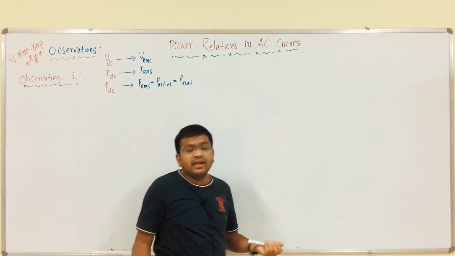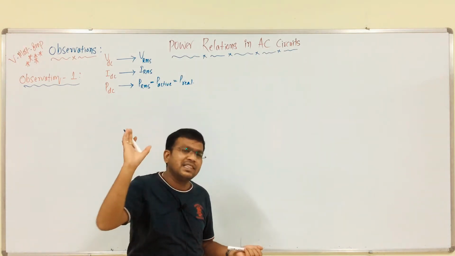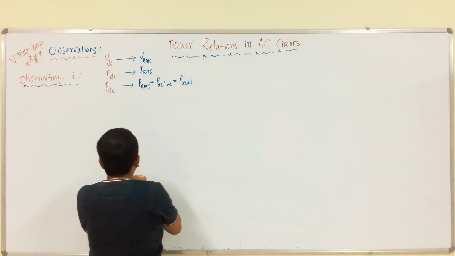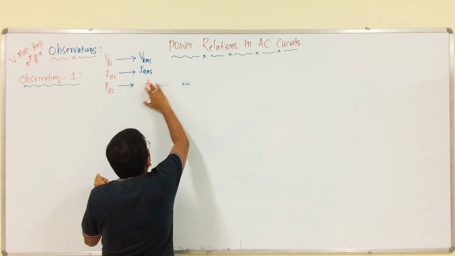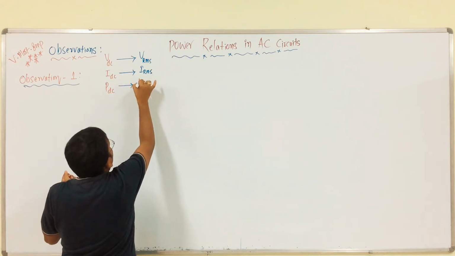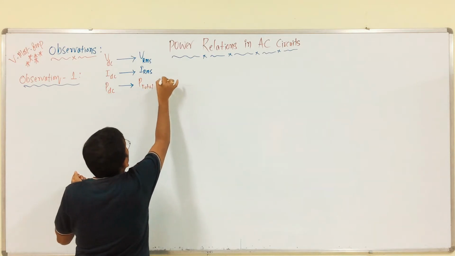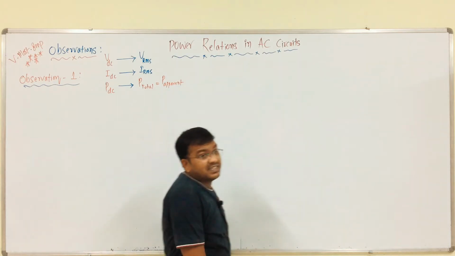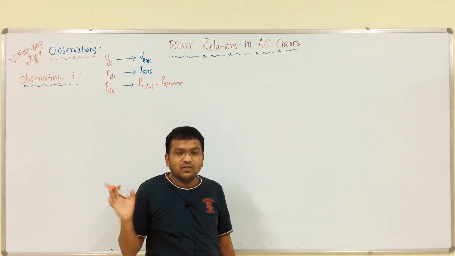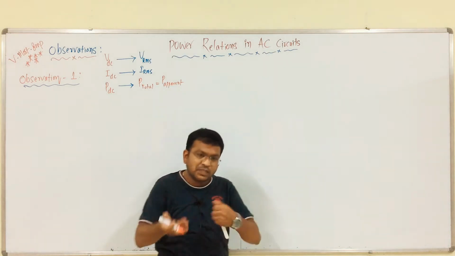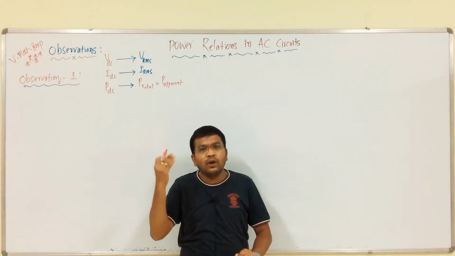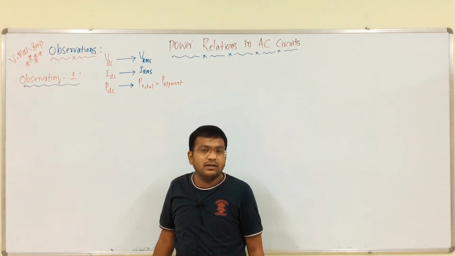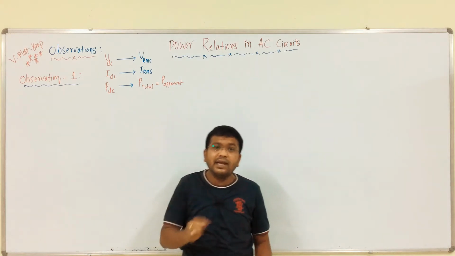So, by default our expectation is what? V into I is nothing but power, active power only. But here P total is equal to P apparent. That is the difference here. Clear? So, if we have voltage and current, by default our expectation is power only, V into I power. But in case of AC circuits, that power is nothing but apparent power. So, from that apparent power only we have to get active power.